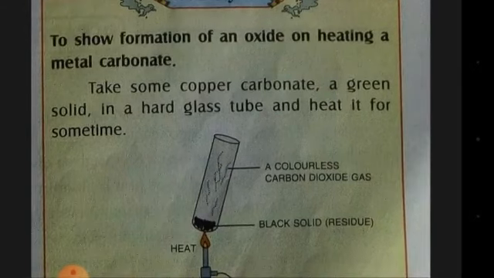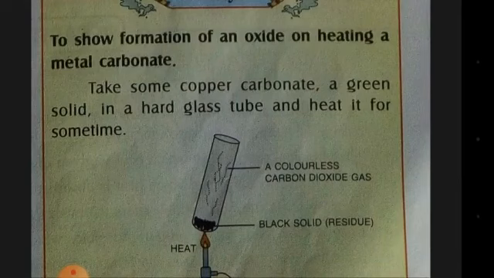So you can see here a colorless carbon dioxide gas is coming out on heating copper carbonate. So on heating copper carbonate, what happens? A colorless carbon dioxide gas comes out, and at the bottom what is left? Black solid residue. So initially it was a green solid, but now it is a black solid. That means a chemical change has taken place, which is characterized by change in color.